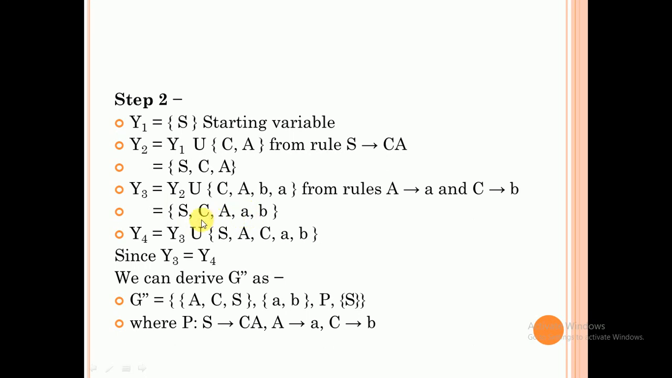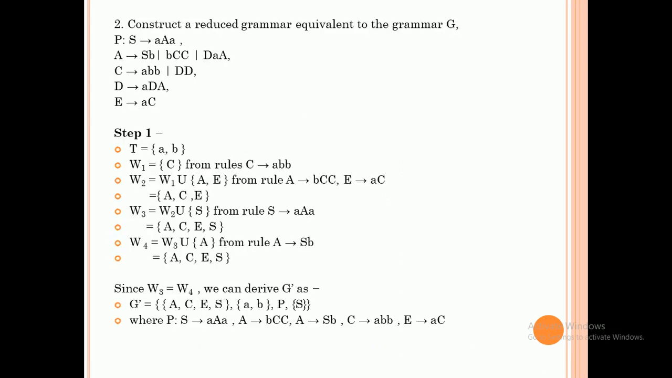Then again this process will continue until you get y4 is equal to y3. The moment you get y4 equal to y3, you will stop at that point and you will make the reduced grammar. So here we have the reduced grammar, that is capital S goes to CA, capital A goes to small a, and capital C goes to small b. So this is the reduced grammar. So let's proceed to the second example.